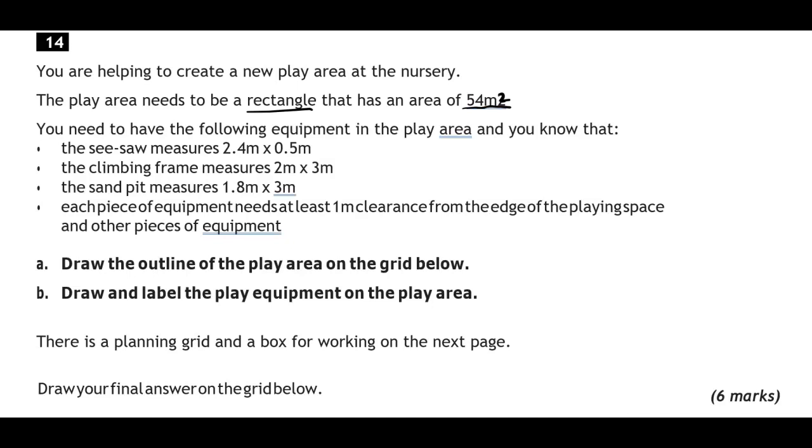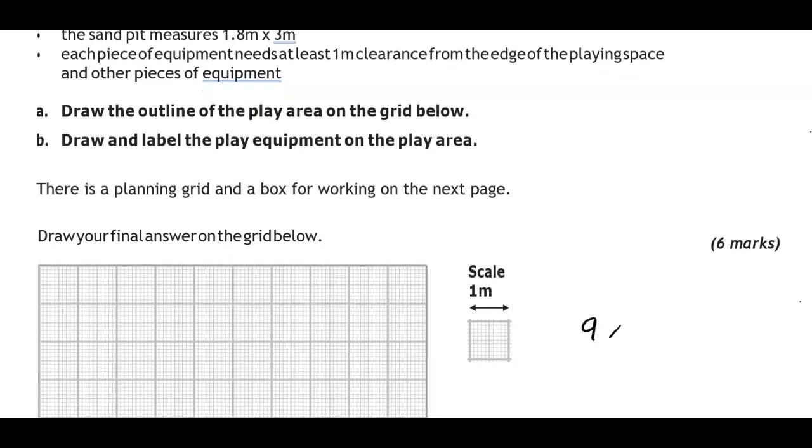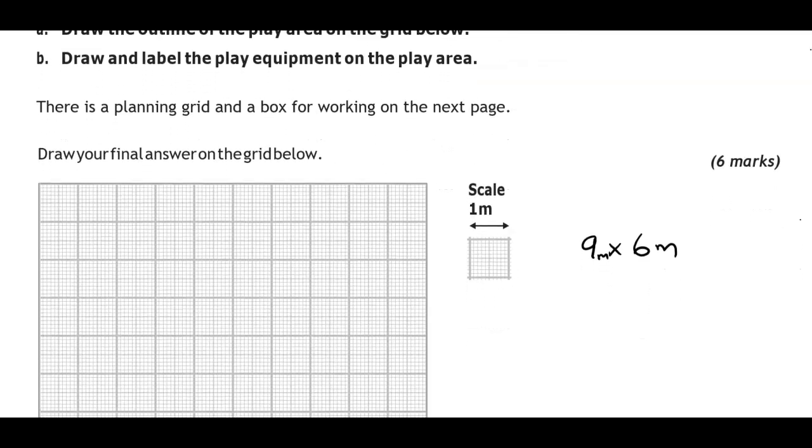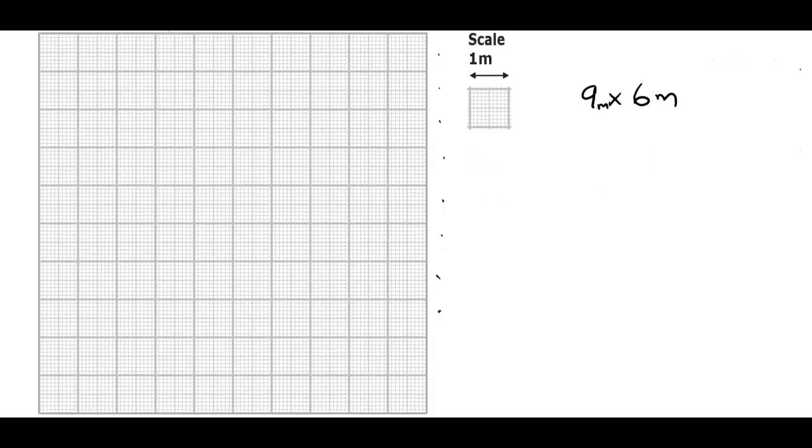Draw and label the play equipment on the play area. There is a planning grid and a box for working on the next page. Draw your final answer on the grid below. So the total area is 54 square meters. So we could easily say 9 by 6 meters. We've got the scale given to us. So there's 1, 2, 3, 4, 5, 6, 7, 8, 9, 10 by 1, 2, 3, 4, 5, 6, 7, 8, 9, 10.